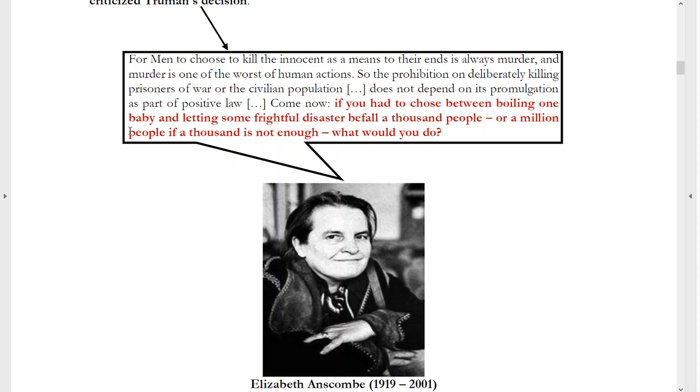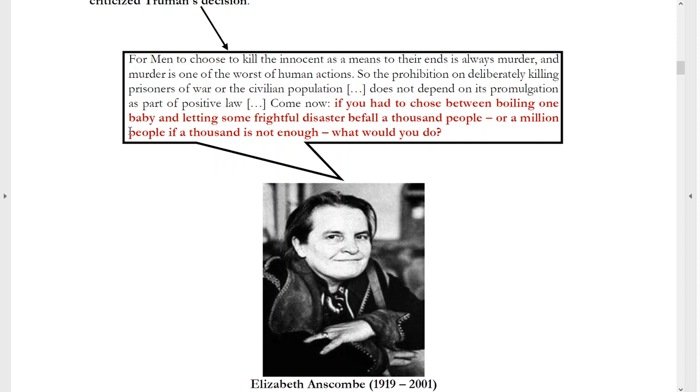Now, it's important to understand the sort of criticism she's making. She's not making a consequentialist criticism. She isn't saying that, well, if you really understood the consequences properly, you would see that dropping the atomic bomb will not bring about the best consequences. She's saying, okay, let's assume for the sake of argument that dropping the atomic bomb would save more lives. Again, it's a controversial claim, but let's just assume it's true. She's saying still in that case, it would be the wrong decision. In the hypothetical example she poses, she says, even if you could save 1,000 people or 1,000,000 people, it would be morally wrong to kill one innocent baby.